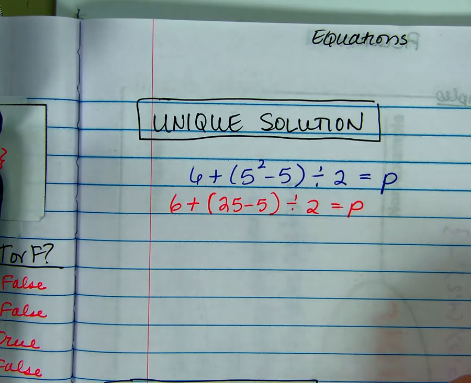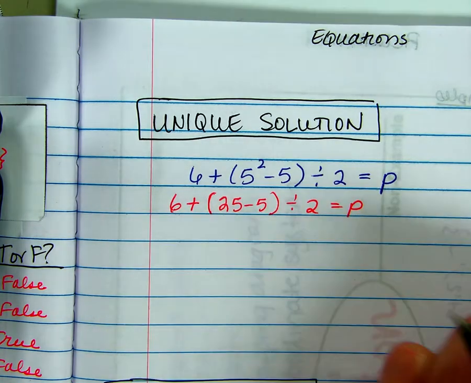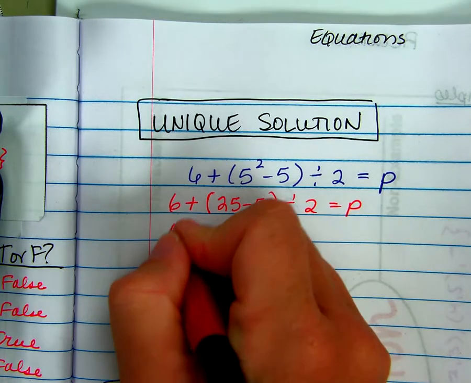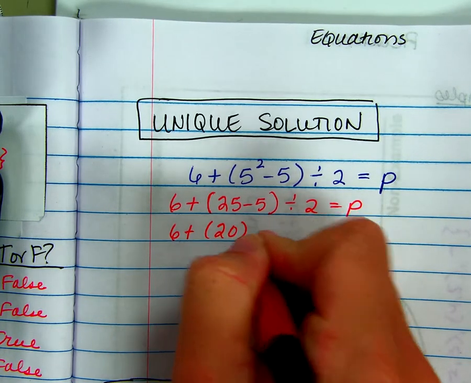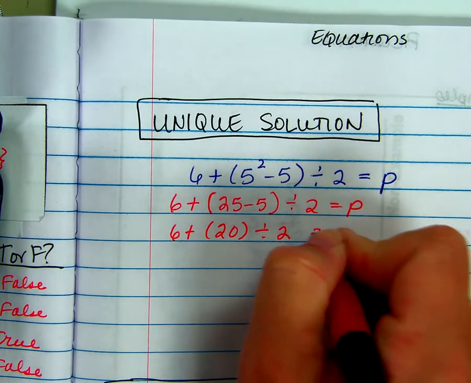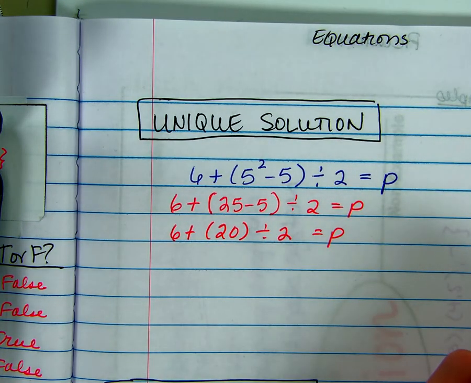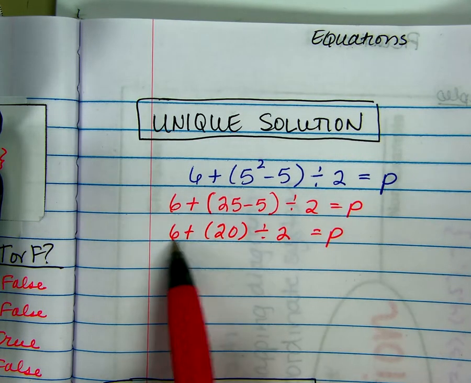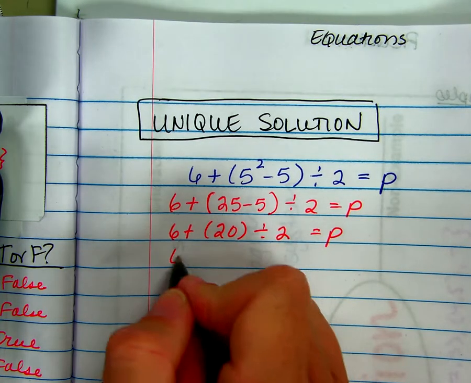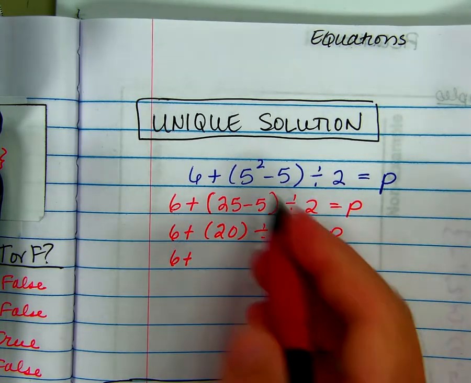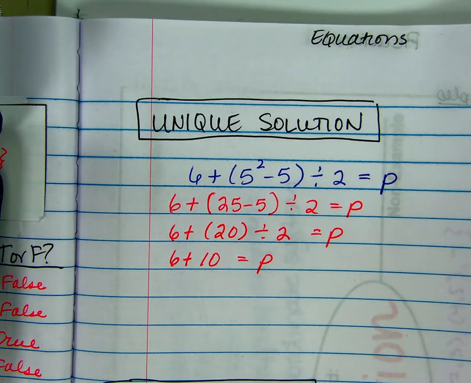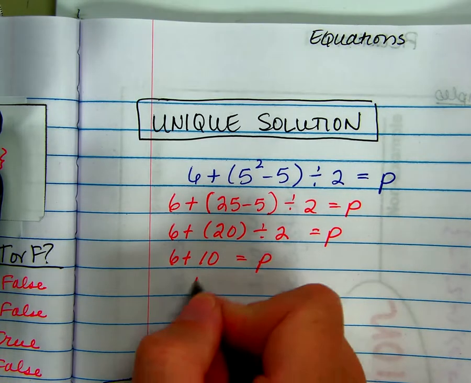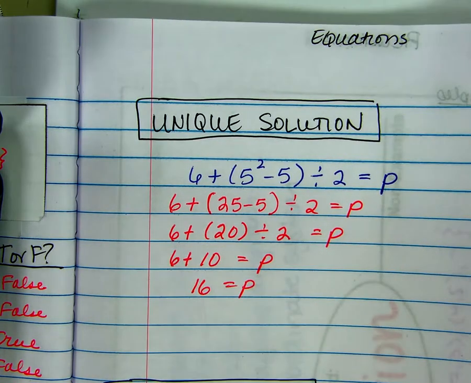5 squared is 25. Then I still have parentheses, and I have to do the operation inside parentheses. So 25 minus 5 is 20 divided by 2. Now I have to work from left to right with multiplication and division. So I'm going to ignore this 6 plus, so I'm just going to write it down. And I'm going to take 20 divided by 2 is 10, equal to p. Now I can do my addition. 16 is equal to p.